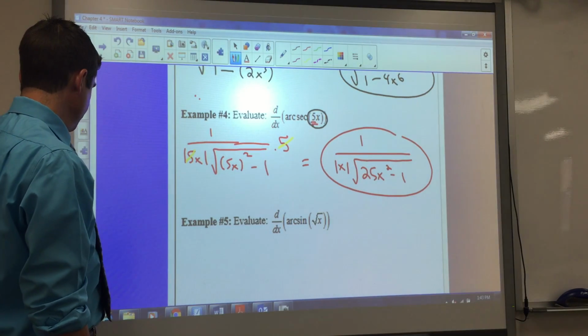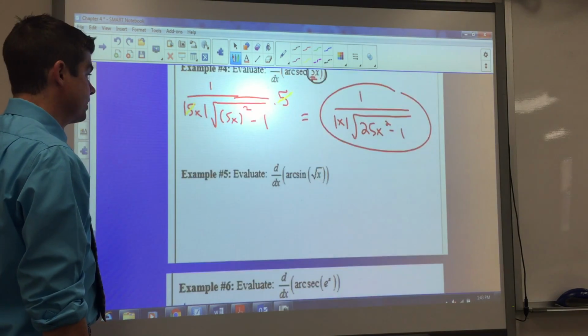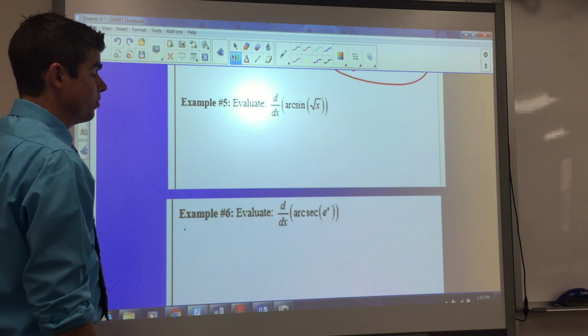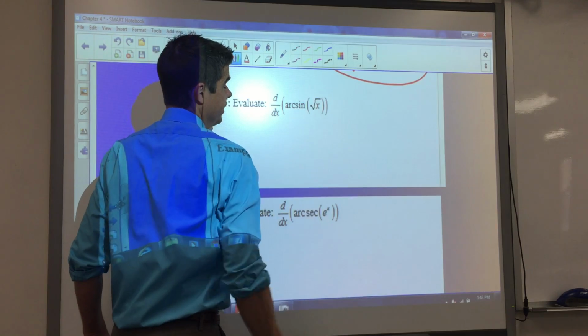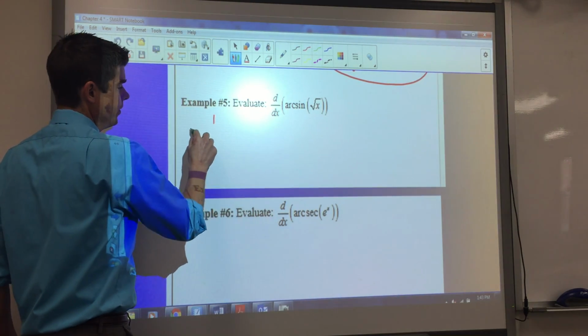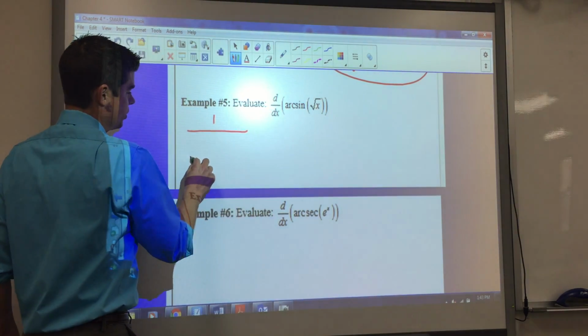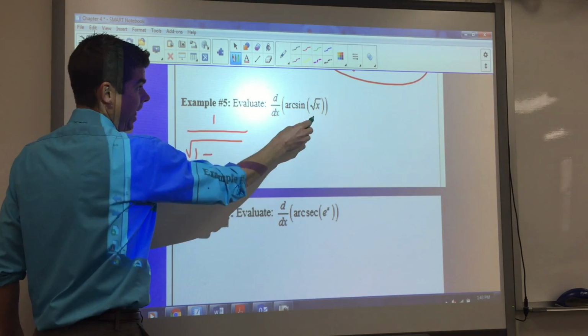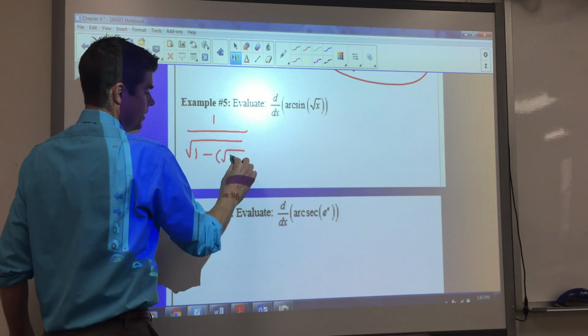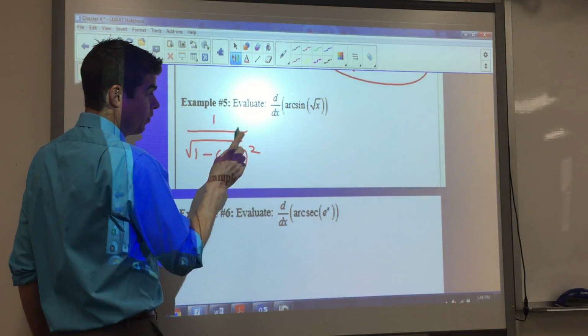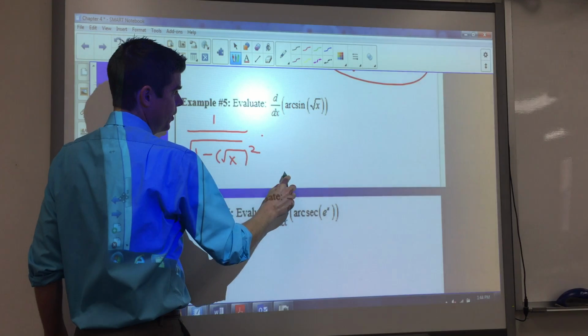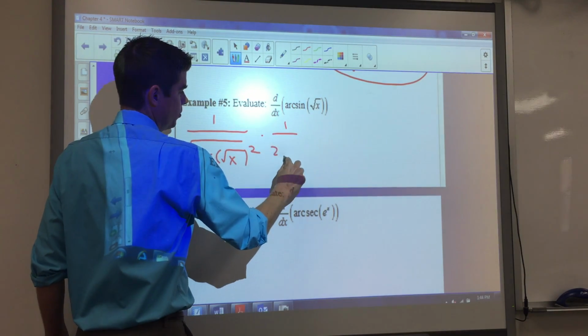Next example, arc sine. Okay? And again, arc sine of root x. So this is telling me that this is my ratio, that's what's in the definition. So when I do the derivative, 1 over the square root of 1 minus that thing, in this case root x squared, which is actually pretty nice. But then don't forget chain rule. The derivative of root x, which is 1 over 2 root x.